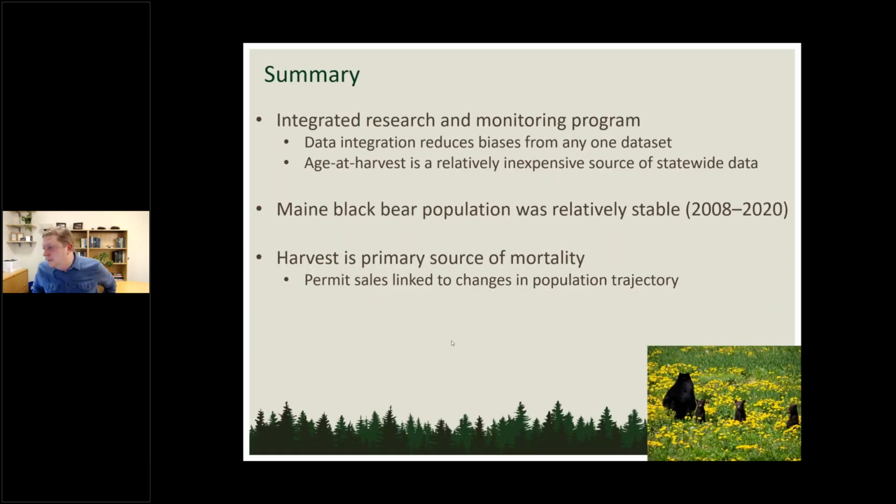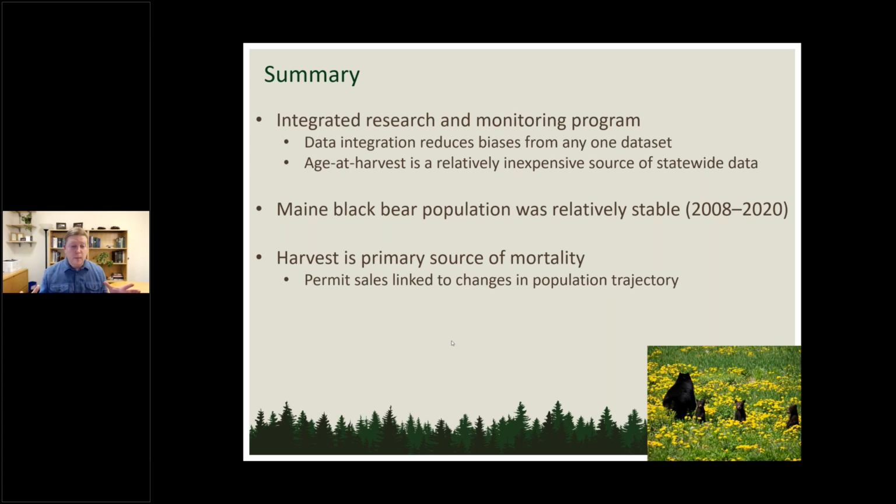So overall, bringing this back together, a summary of what we're able to figure out with these approaches is that these integrated research and monitoring programs using this age and harvest data are really flexible and provide really important ways that we can think about using relatively inexpensive statewide data and linking that to more emphasized research information that can give us the estimates of demographic rates. It's nice to see that this data integration approach also probably reduces some biases in any one data set.